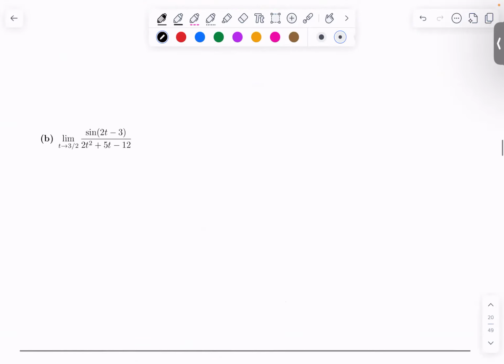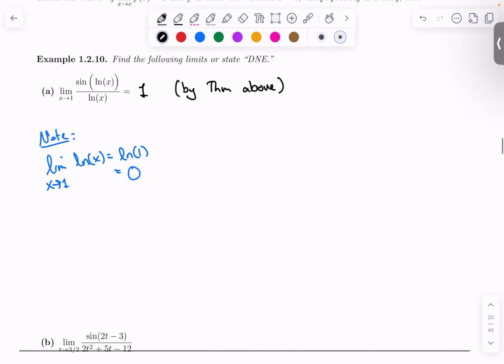Okay, so back to yes. It just has to be sine for this theorem to work. Yes, it has to be sine.